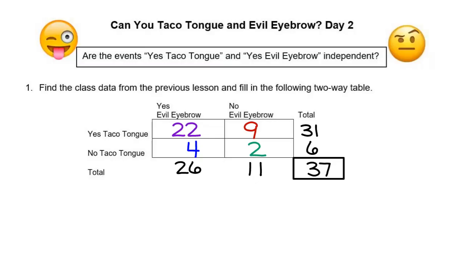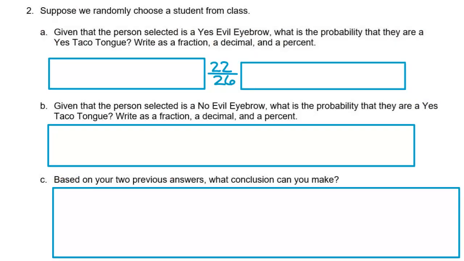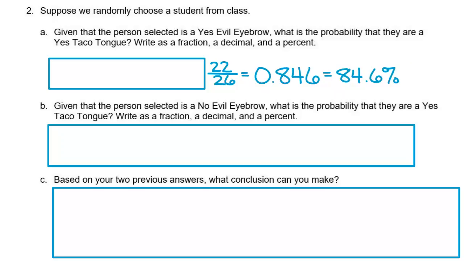22 out of 26. When we have a given that, that is the only part that we're going to be looking at. So given that means I already know they can evil eyebrow. So the taco tongues would be 22 out of a total yes evil eyebrow of 26. And then what would 22 out of 26 be as a decimal? 0.846, there we go. And so 84.6%.